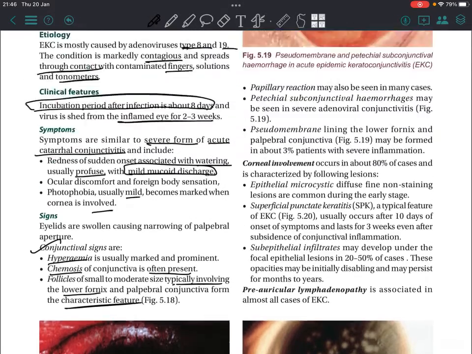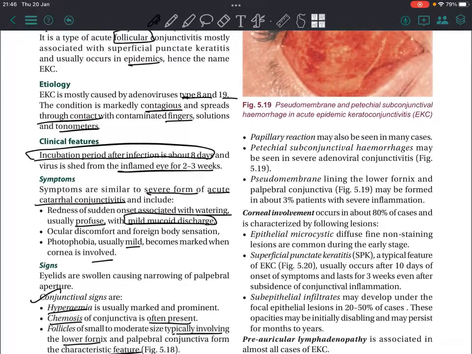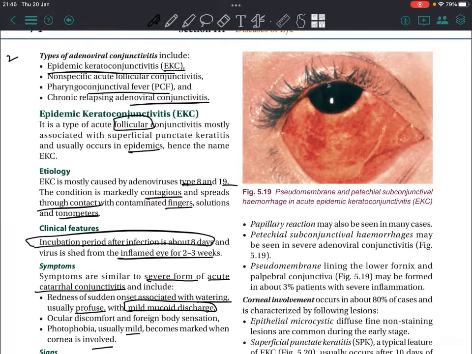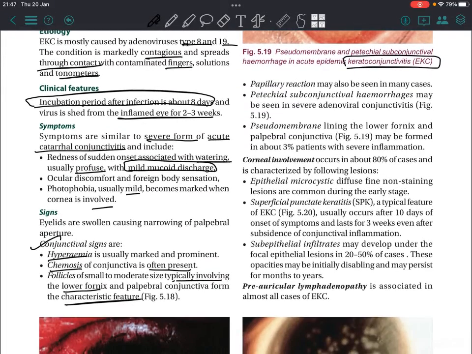Hyperemia, chemosis, follicles of small to medium size. Pseudomembrane and petechial subconjunctival hemorrhage in acute epidemic keratoconjunctivitis. Papillary reaction may also be seen in many cases. Petechial subconjunctival hemorrhages may be seen in severe adenoviral conjunctivitis.